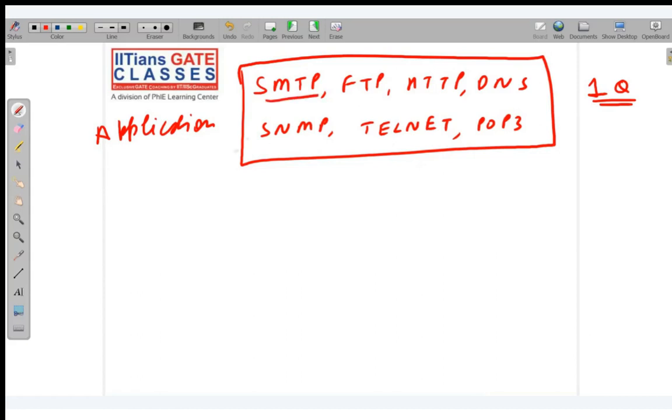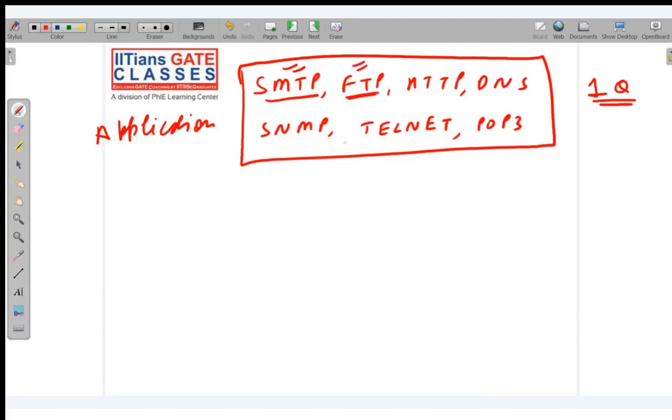This is in your GATE syllabus, and we will study that properly. The email topic is there in your GATE syllabus, so we will study SMTP and all. Next is FTP, File Transfer Protocol. This is in your GATE syllabus. We will study that.